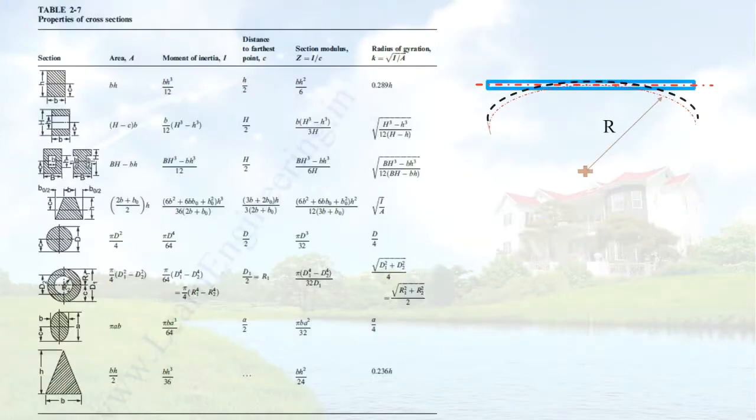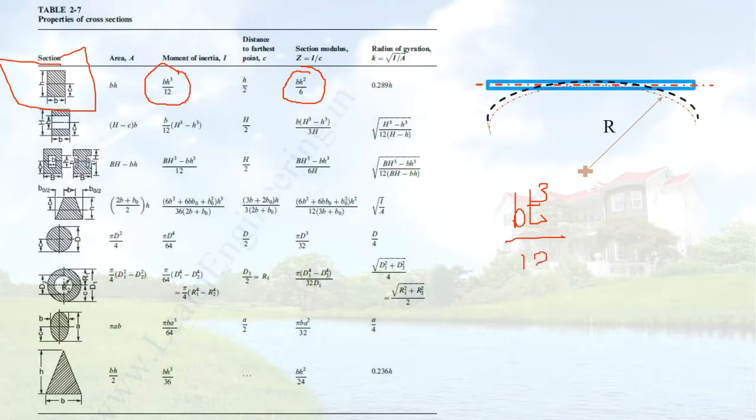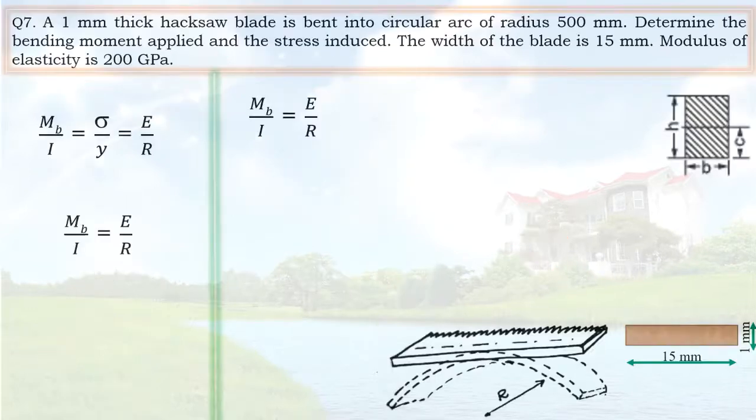We'll be making use of table number 2.7 for a rectangular cross section. Now instead of the equation BH square by 6 for section modulus or BH cube by 12, we'll be using BT cube by 12. We'll be using BT cube by 12 since we have used T as the depth instead of H. So we'll be making use of the bending equation Mb by I is equal to sigma by y is equal to E by R.